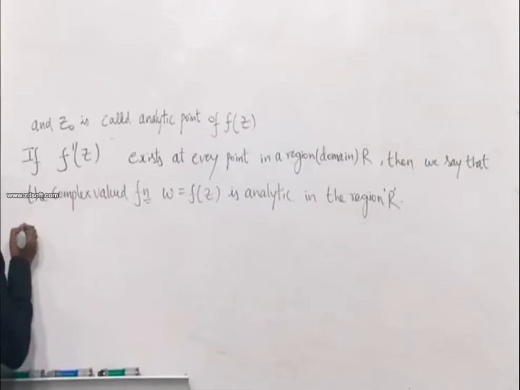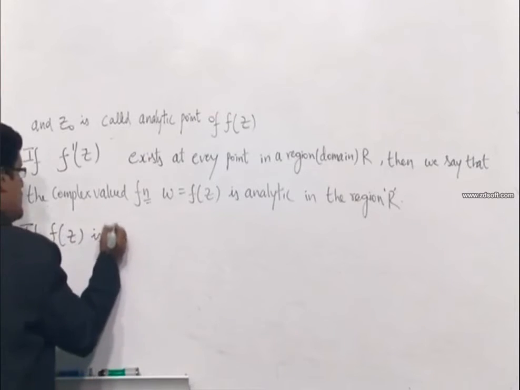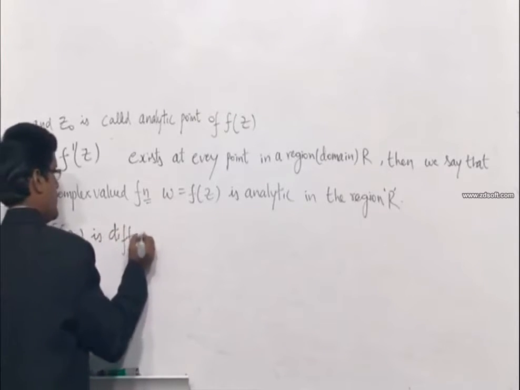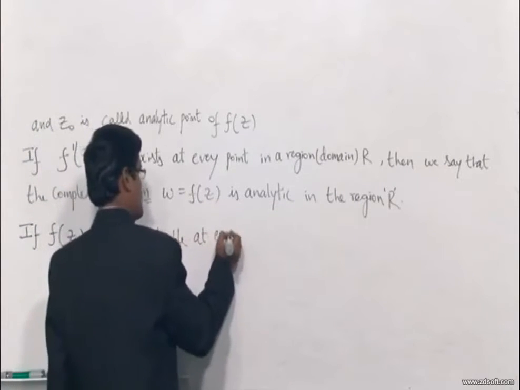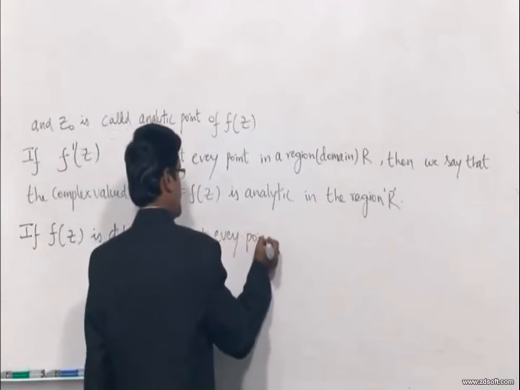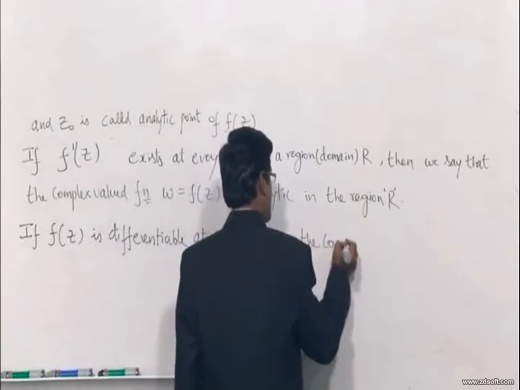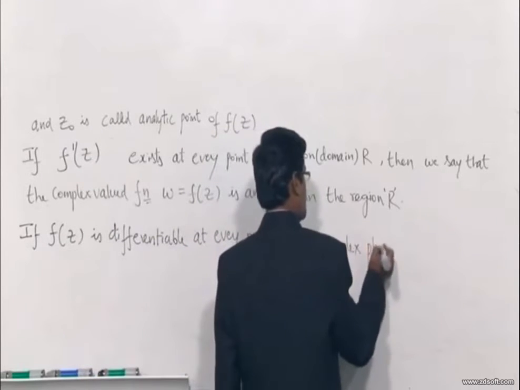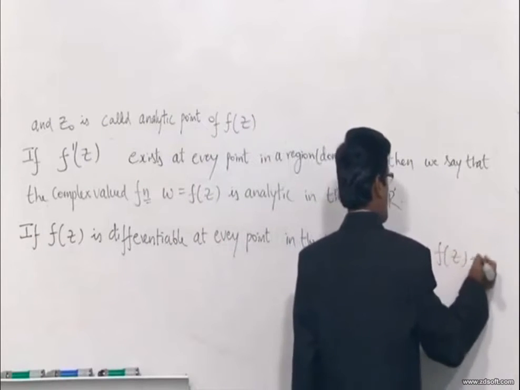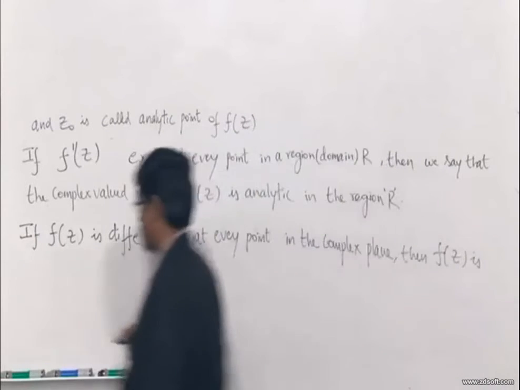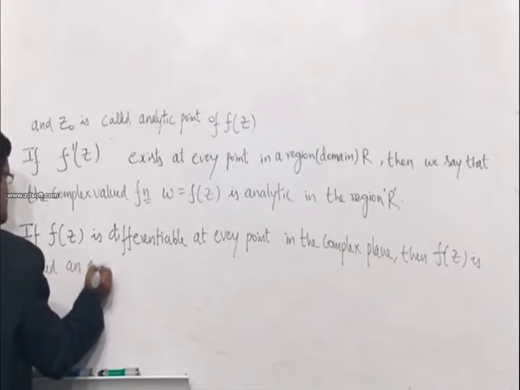Next definition: if f of z is differentiable at every point in the complex plane, that is, entire complex numbers, the complex plane, then f of z is called an entire function.